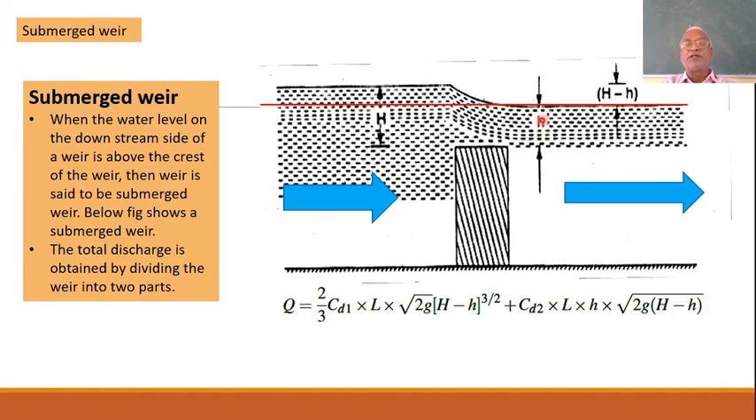Now here also there is a discharge with a cross-sectional area of L into h. Cd, the coefficient of discharge, multiplied by root 2g (H minus h) as the average head. Now the summation of these two will give you the total discharge of submerged flow. So the total discharge is obtained by dividing the weir into two parts, above the red line and below it. So that makes a submerged weir, and the calculation of discharge through a submerged weir is given by that equation. I think with this we'll stop here.